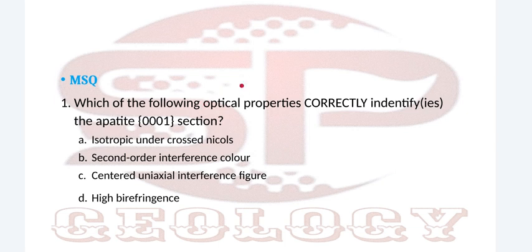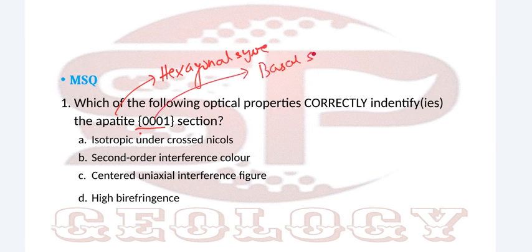Which of the following optical properties correctly identifies apatite? Not one section. So apatite belongs to the hexagonal system, and this not one section is the basal section. So the basal section of a hexagonal mineral or tetragonal mineral is isotropic. So that's why the section will be isotropic under crossed nicols.